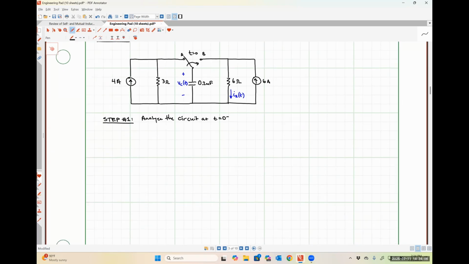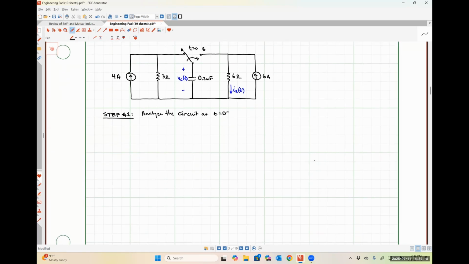Okay. So at t is equal to 0 minus, we are at DC steady state. I'm going to make a note of that again, just in case you forgot. Which means our capacitor is going to look like what? An open circuit. Thank you, Colin. Exactly right.